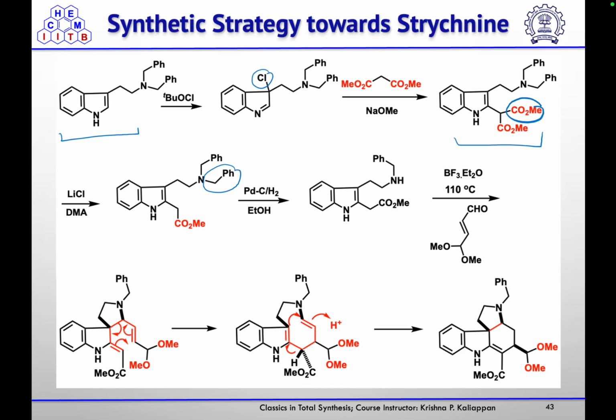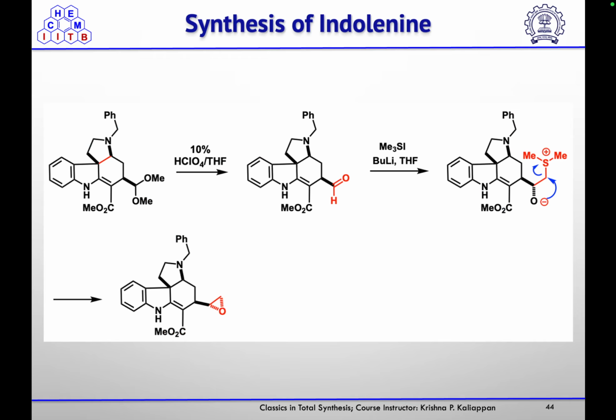Then on treatment with BF3 etherate and this aldehyde, this imine will form. Then the indole will react from the third position to form the corresponding five-membered ring, and then tautomerism will give this 1,5-diene system. Then this will undergo a Cope rearrangement reaction, followed by a Michael reaction, followed by another Mannich reaction to get the tetra-substituted compound. Here at this position they want the aldehyde. For that purpose, they remove that acetal using 10% HClO4 in THF to get the corresponding aldehyde.